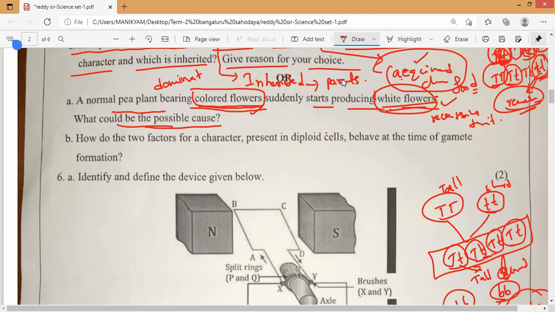Here they are talking about only color, so is it monohybrid or dihybrid, guys? It is monohybrid. As we know, in the F1 generation, all will be dominant only. In the F2 generation, 3:1 will come. So three are dominant and one has both recessive genes. That is what you have to remember. This recessive gene gives only white color.